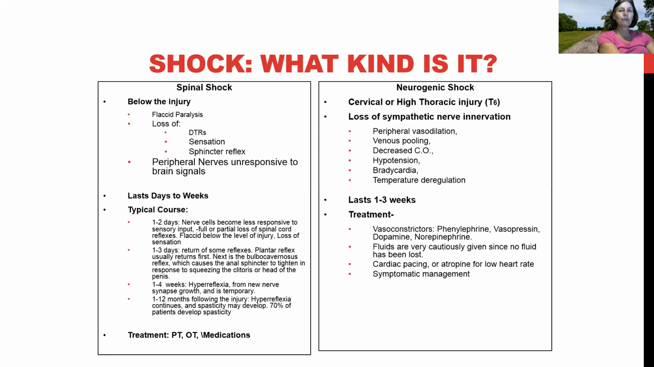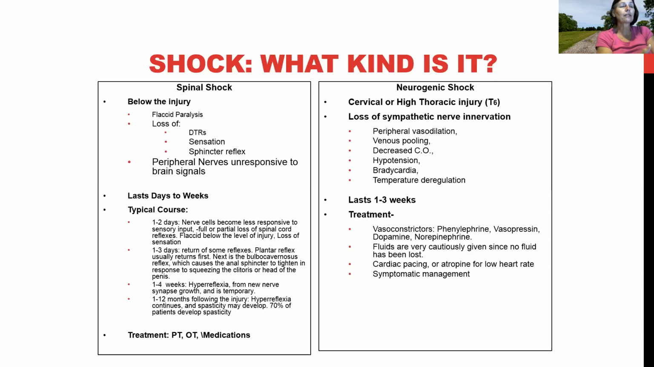It happens immediately, within a day or 2, right away to the first couple of days after an injury. They have what we call spinal shock. The spinal cord just goes, ah! And you get complete flaccid paralysis, a loss of your deep tendon reflexes, a loss of all sensation, a loss of all sphincter tone below the level of injury. Below the level of injury. The peripheral nerves are completely unresponsive to your brain signals, so they can't tell us to do anything or feel anything. That can last days to weeks. But typically, a first couple of days, you get this complete loss and flaccid paralysis.